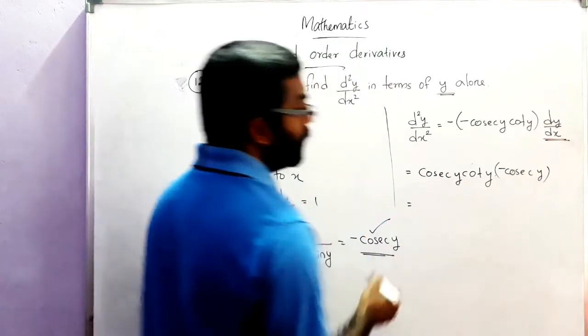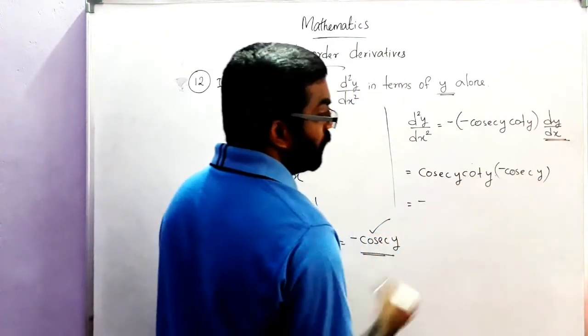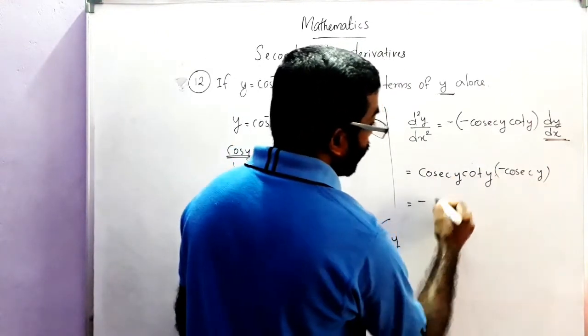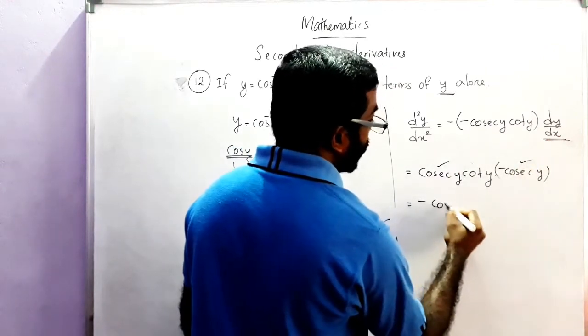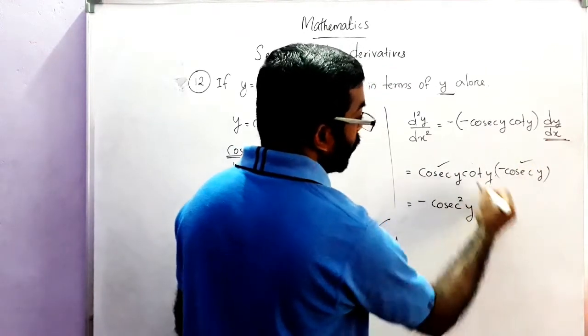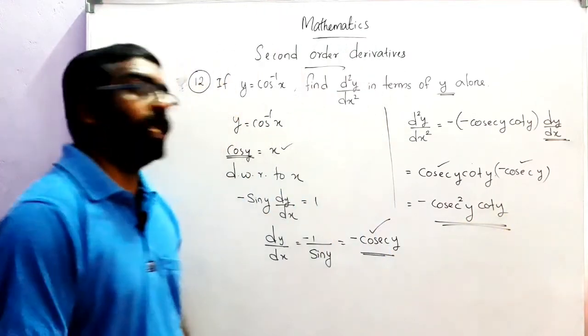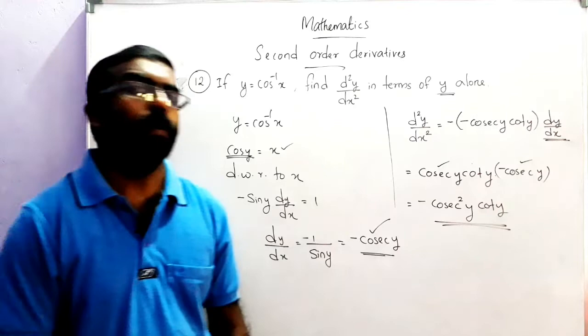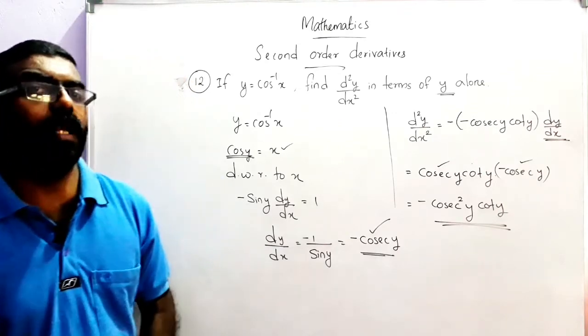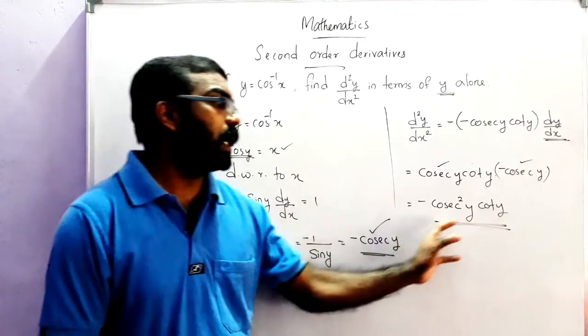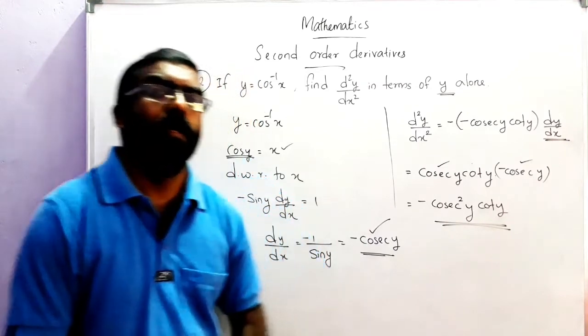So it becomes plus into minus minus cosec y into cosec y, cosec square y, then cot y. So the final answer is minus cosec square y into cot y. That means d square y by dx square is equal to minus cosec square y into cot y. Understood?